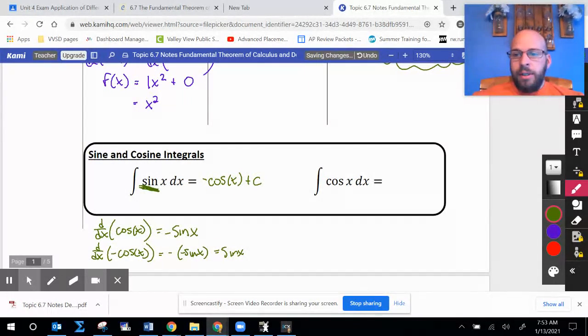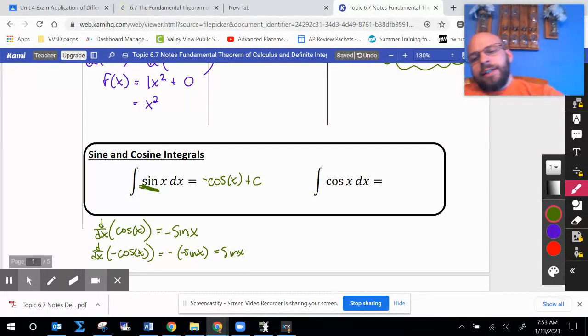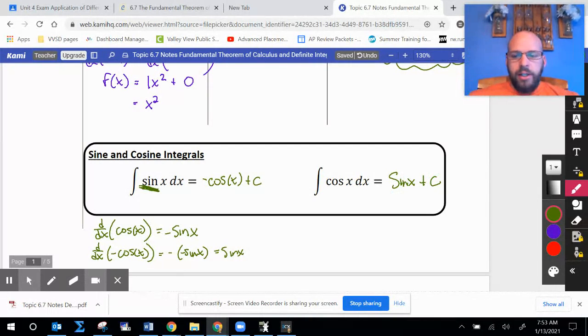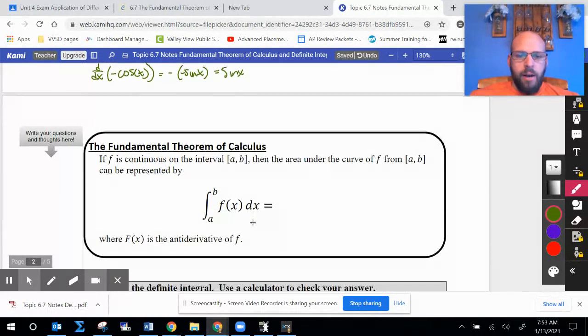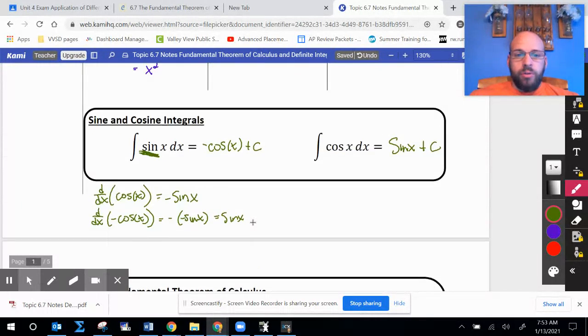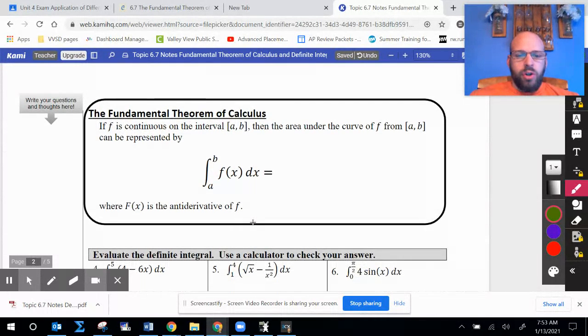And you can check that because I can take the derivative of it and it should get me back to the original. Now the antiderivative of cosine is sine of x plus c, right? Because the derivative of sine is cosine. Derivative of the constant is 0. Okay? Now, using those, I'm going to show you how to evaluate an integral by hand.